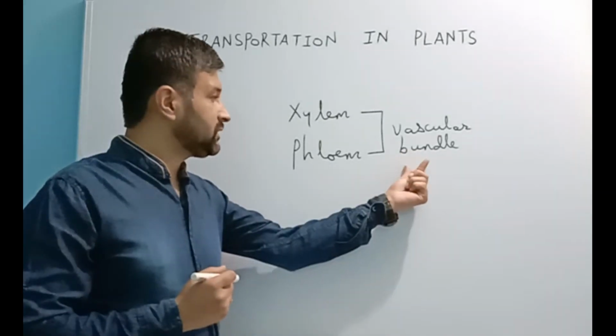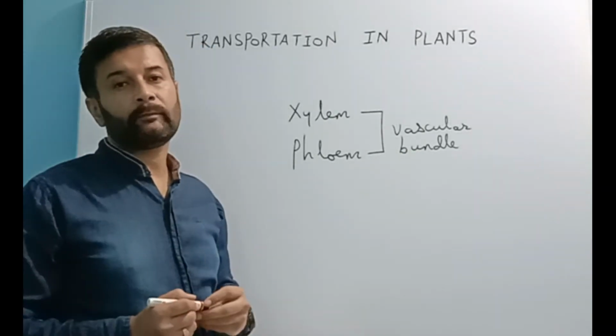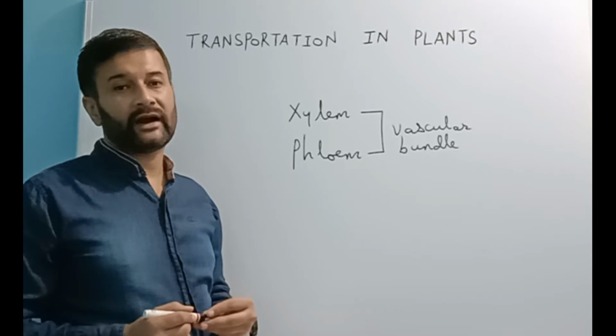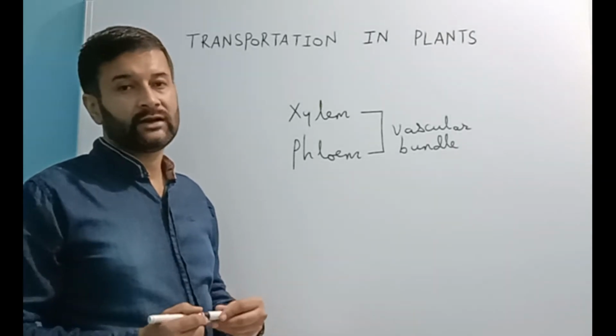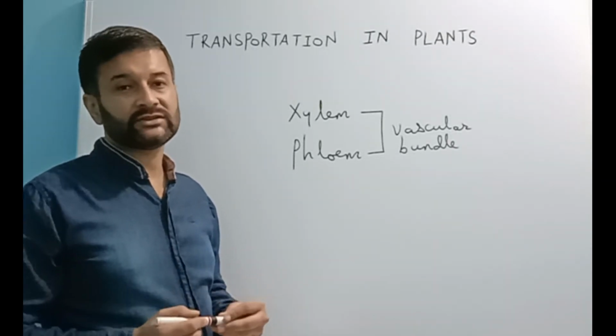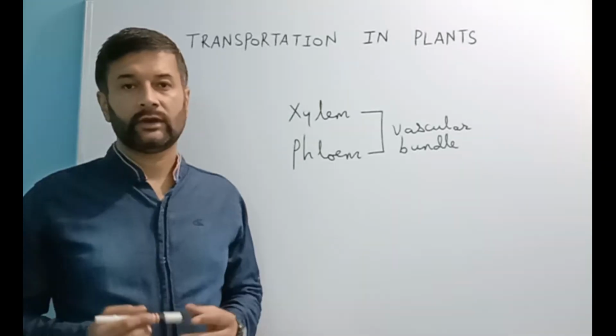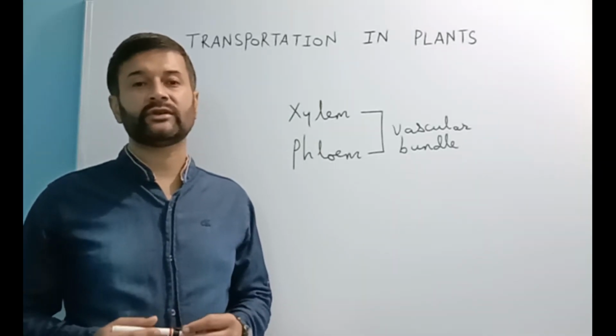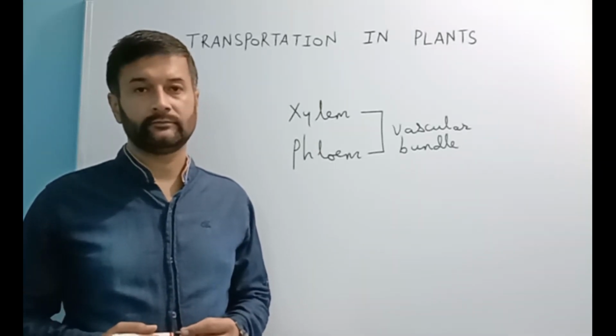This vascular bundle not only forms a part of the transport system in plants, but it also provides mechanical support and protection to the plant. Now let us see some of the differences between xylem and phloem.